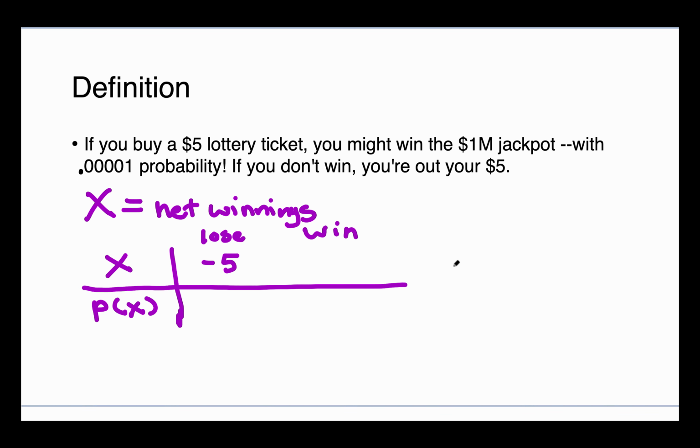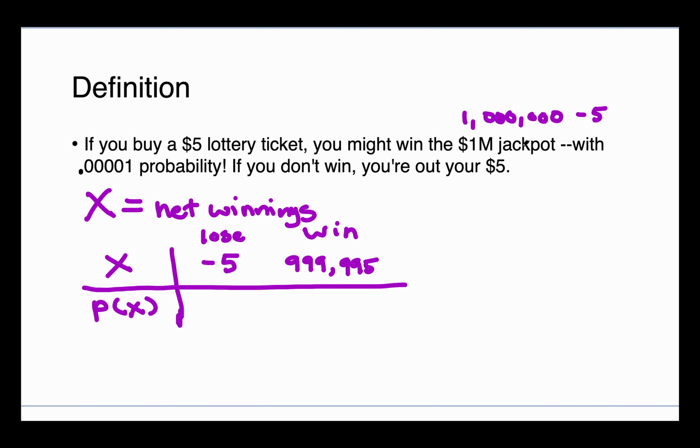Now, if you do win the jackpot, it's not 1 million. So let's write out 1 million. Lots of zeros here. You had to pay $5 for that lottery ticket. So we're going to take 1 million and then subtract $5. So here's my math over to the side. 1 million minus 5. We've actually won $999,995 is your winnings.